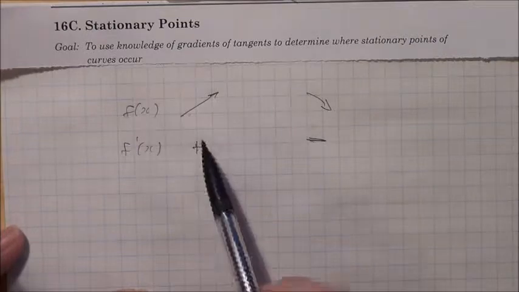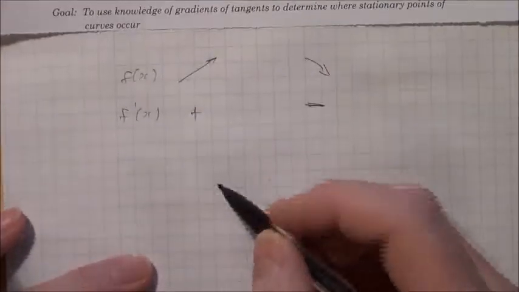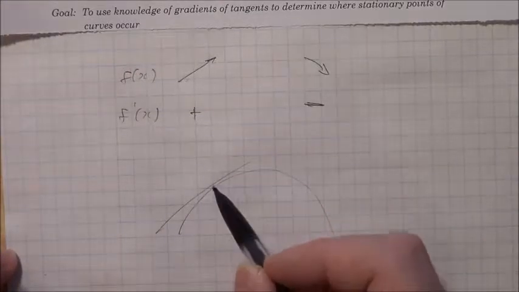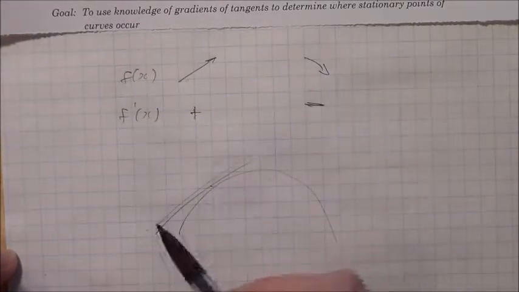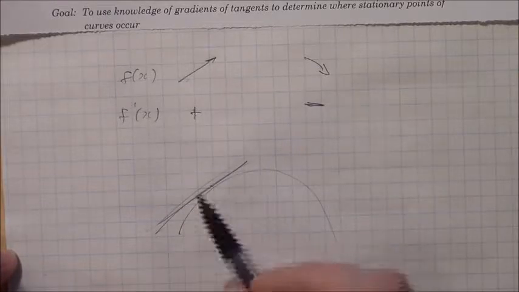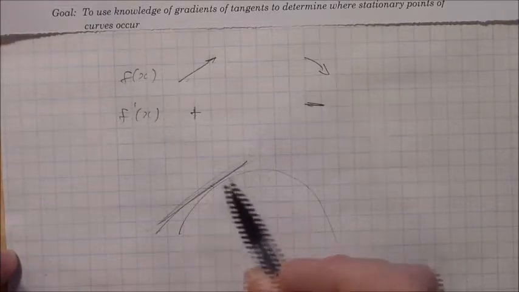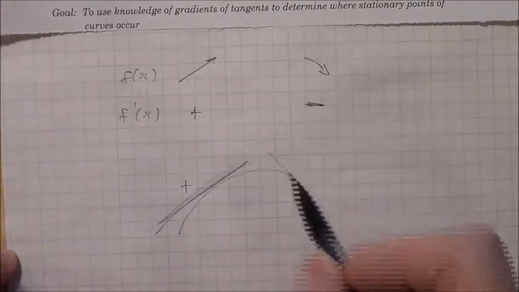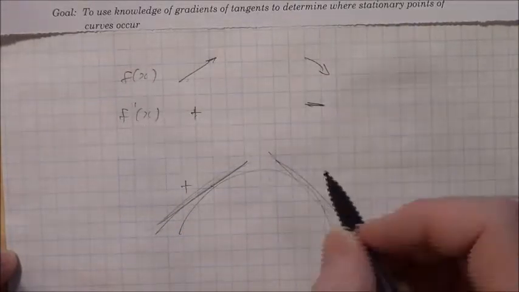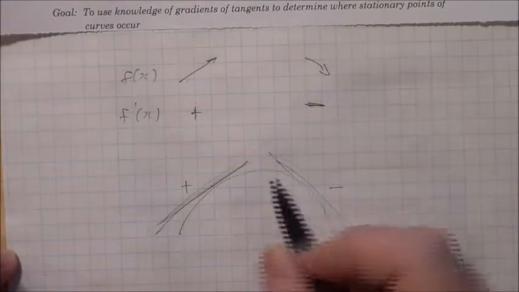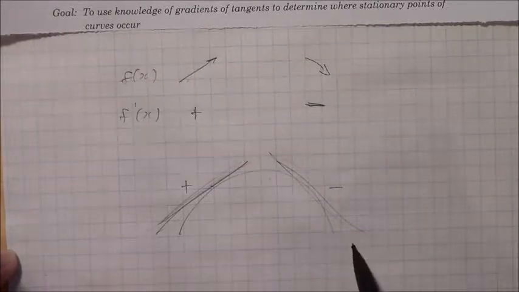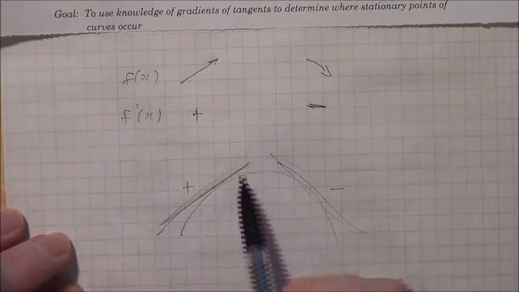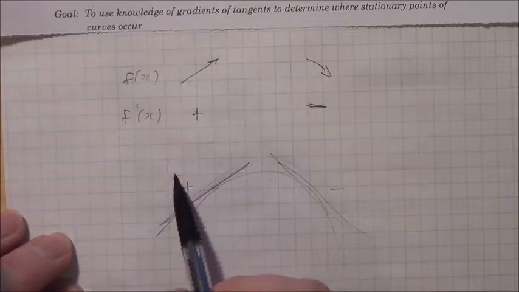Okay, so we're looking at some sort of curve, in this case like this, and the tangent is positive. It's increasing because the curve's increasing, therefore the gradient of the tangent is positive, and on this side the tangent is negative because the curve is decreasing at those points. Okay, well, what happens in between? Well, in between it's neither increasing nor decreasing.